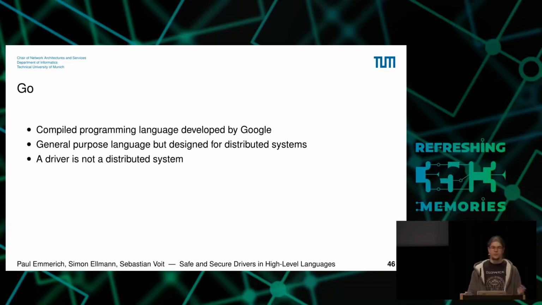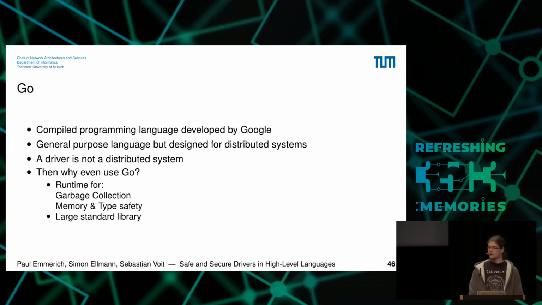Distributed systems, a driver is not a distributed system, so why should we even use Go? Well, Go does offer a few things that are quite nice. It has a runtime that has a garbage collection and also enforces memory and type safety. Also, it has a very large standard library, so we don't need to use any other code except standard library code.